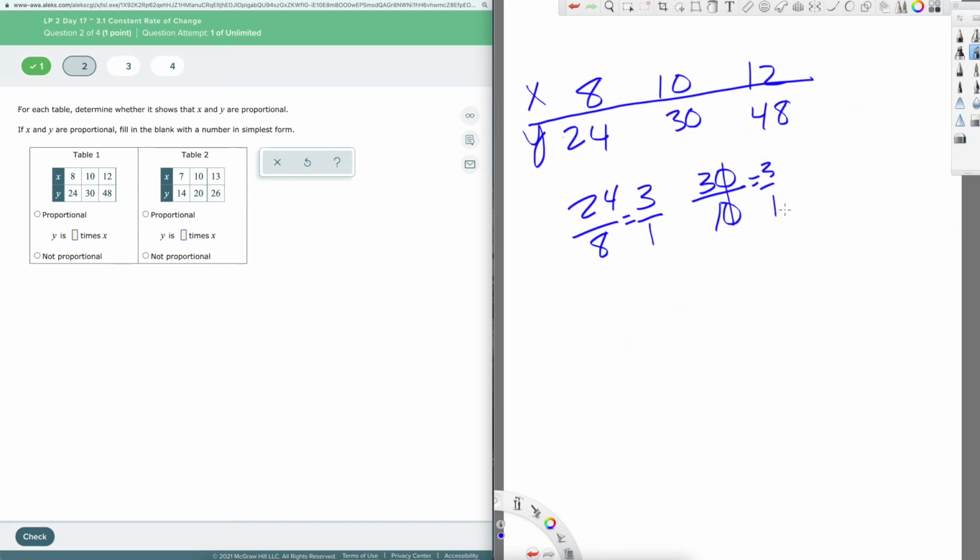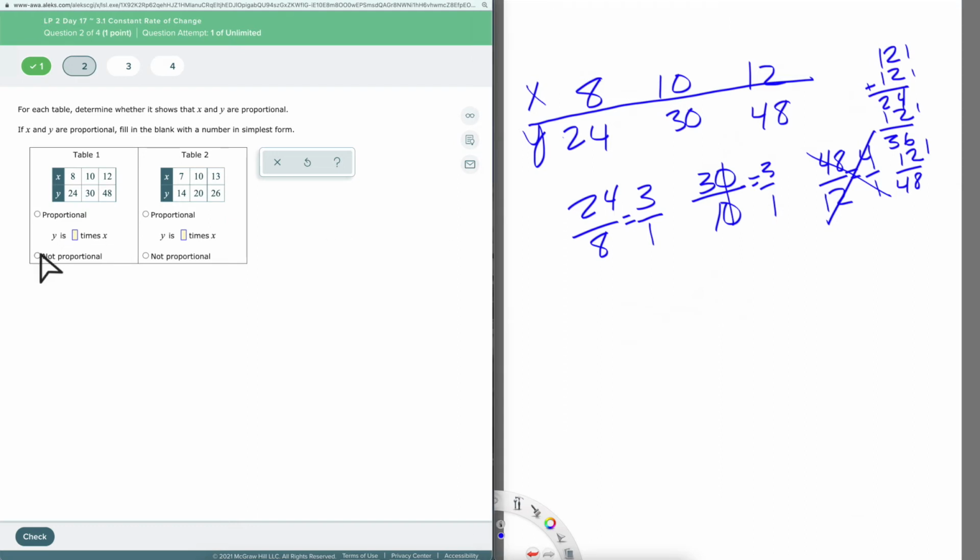And then 48 over 12. So with this one, if you weren't sure right away, you could start to do multiplication with 12. Well, 12 plus 12, if I did addition, this would be 24. Plus 12 more, that would be 36. Plus 12 more, that would be 48. So this requires 4 12s. So if I divided by 12, I wouldn't get 3 over 1, I'd get 4 over 1. So this means this is not proportional, it doesn't match. We always want to make sure we go all the way to the end. All three have to be proportional.